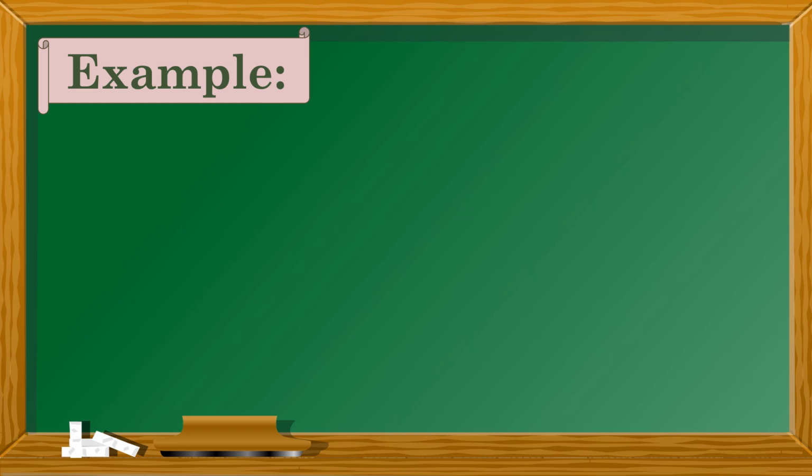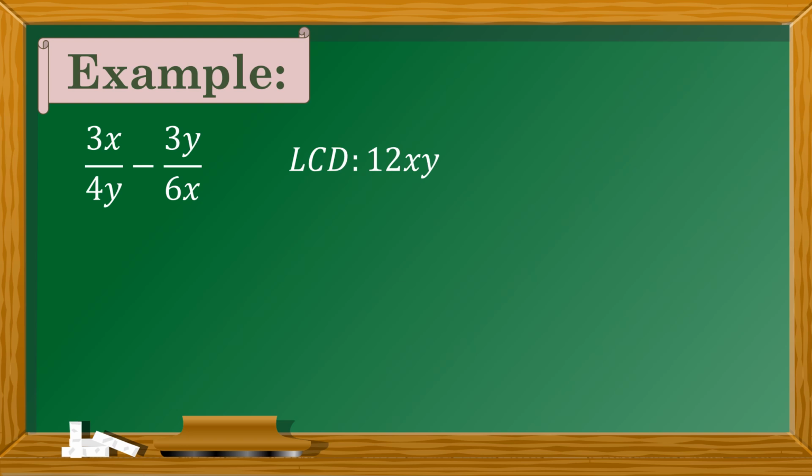Another example. This time we have to subtract 3x over 4y by 3y over 6x. Again, these expressions have different denominators, so we have to first find the LCD. So the LCD is 12xy. Then now we can write the equivalent expressions of each rational expression, making the denominator equal to 12xy.